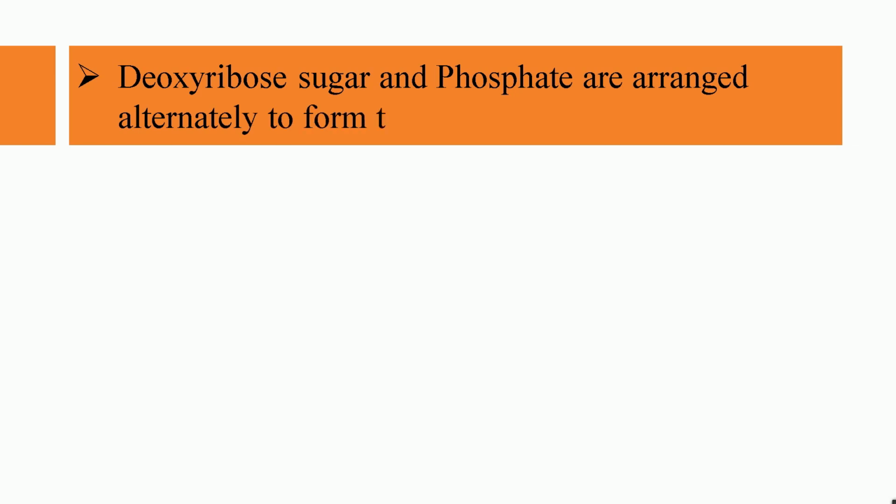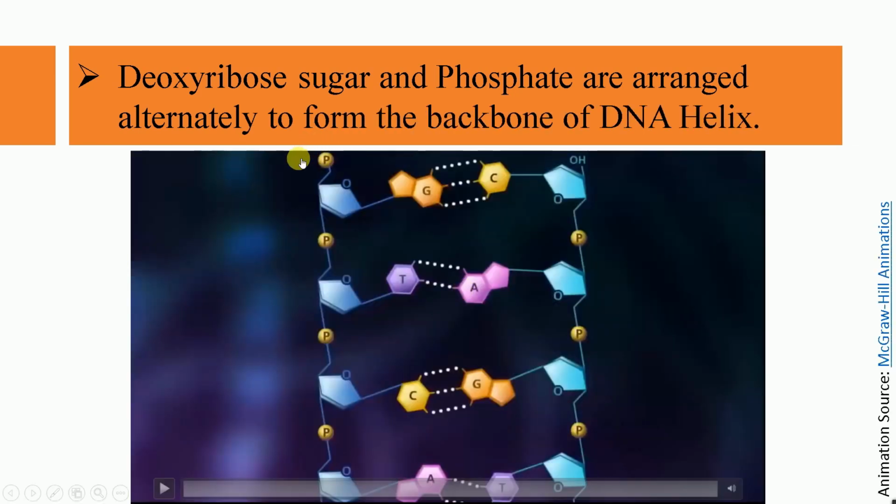Deoxyribosugar and phosphate are arranged alternately to form the backbone of the DNA helix. The phosphate or the phosphoric acid and the deoxyribosugar are present in the outside region of the DNA molecule, which are arranged alternately, connected by the phosphodiester bond. They are the main components which form the strands of the DNA molecule.